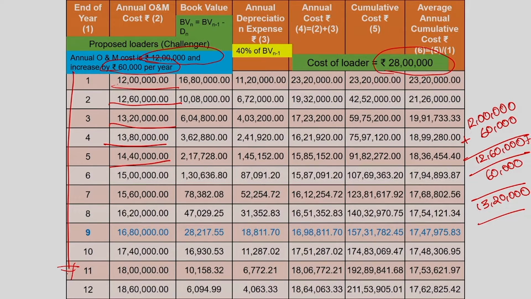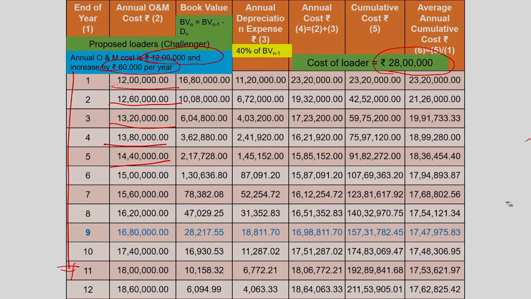Now, the same way estimate the depreciation. You are going to estimate the depreciation now. The depreciation for the first year is nothing but 0.4 into book value. The book value at the beginning of the year is nothing but the cost of the loader, that is 28 lakh, so 0.4 into 28 lakh. That gives you the depreciation for the first year. It is nothing but 11,20,000.